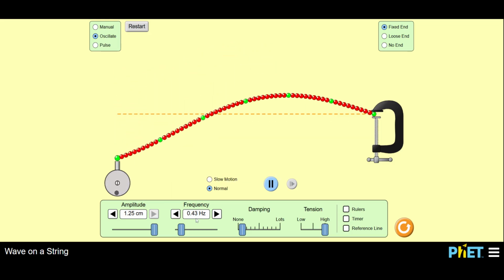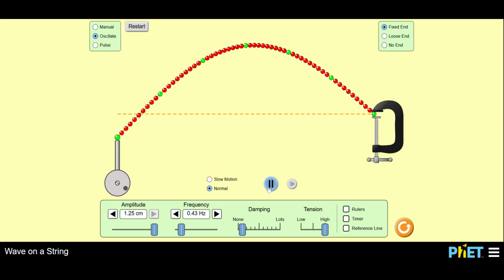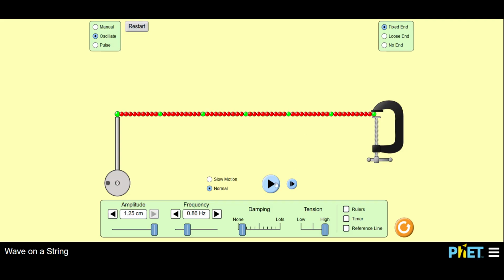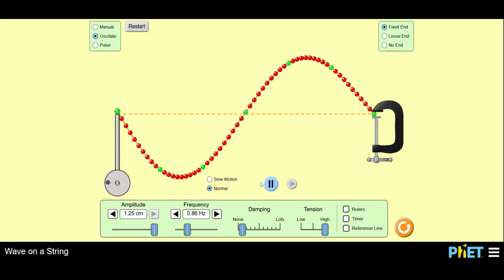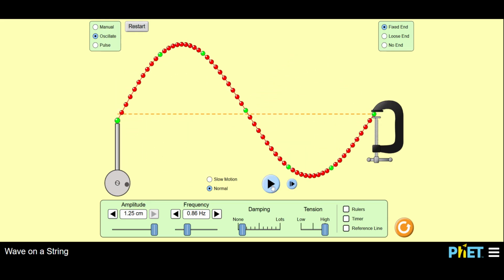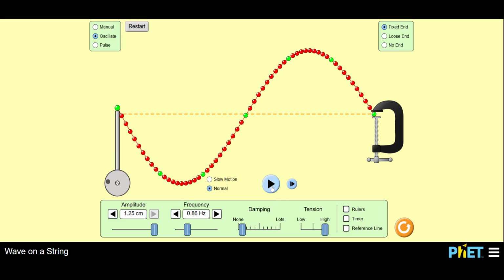So we have a frequency of 0.43. Let's change that to 0.86. And I'll pause it there, and you can see that we have a waveform. It looks like a regular sinusoidal waveform, but it's oscillating between this position and that position.